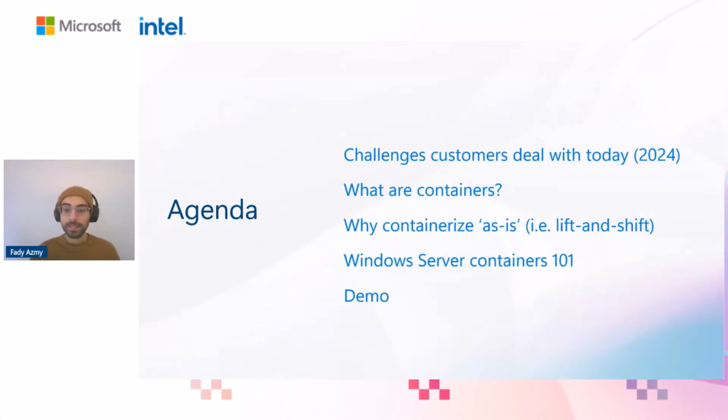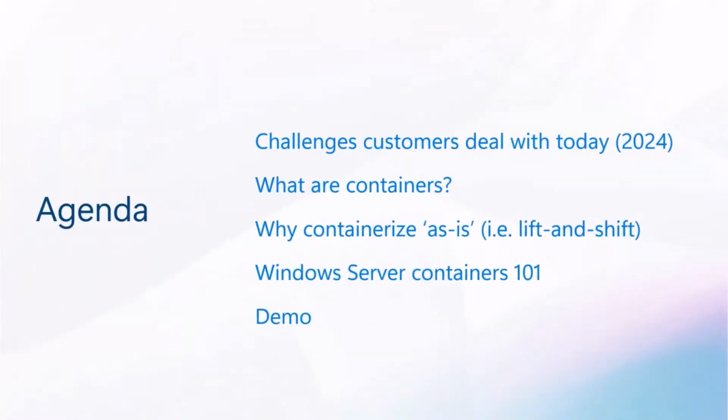We'll start with highlighting some of the challenges we see our on-premises customers deal with today. We'll do a quick intro to what containers are. We'll also talk about what lift and shift is. Then we'll look at Windows Server containers specifically. And then in the end, we'll finally go through a demo of containerizing a legacy .NET app to Windows containers through a lift and shift pattern.